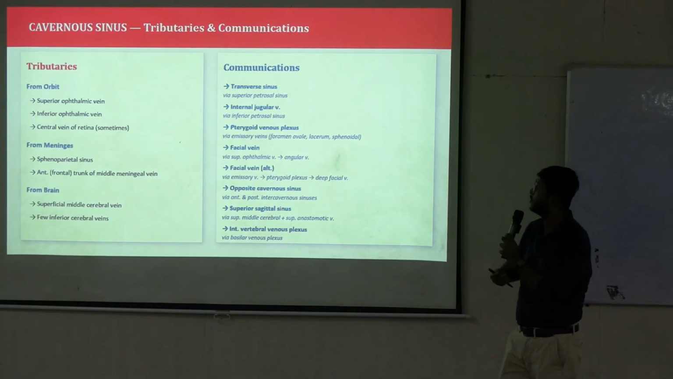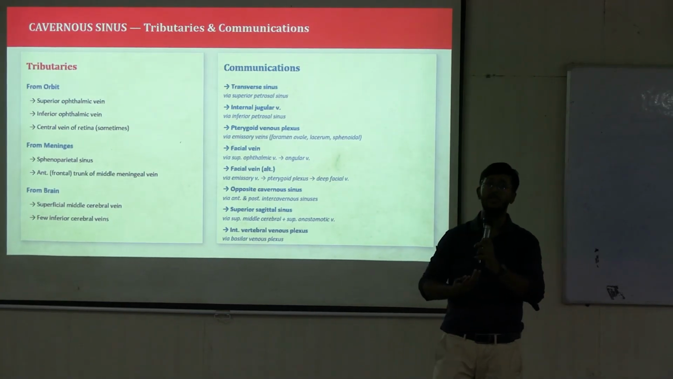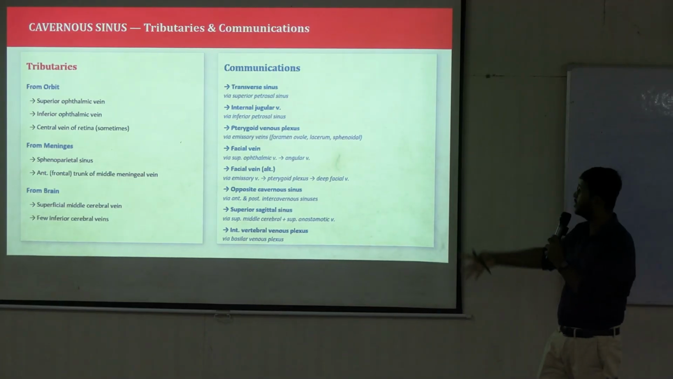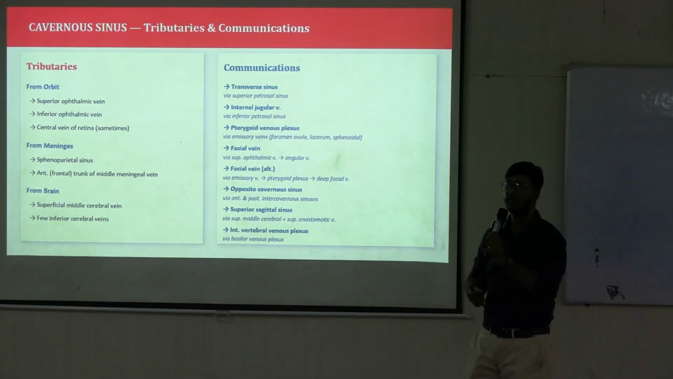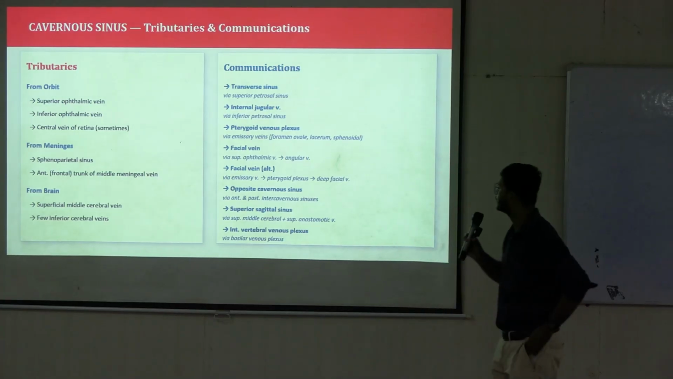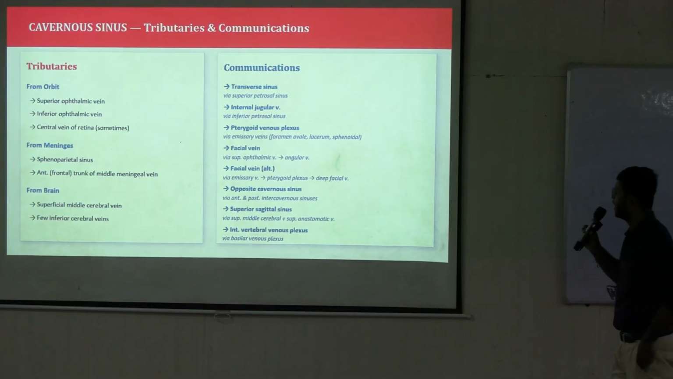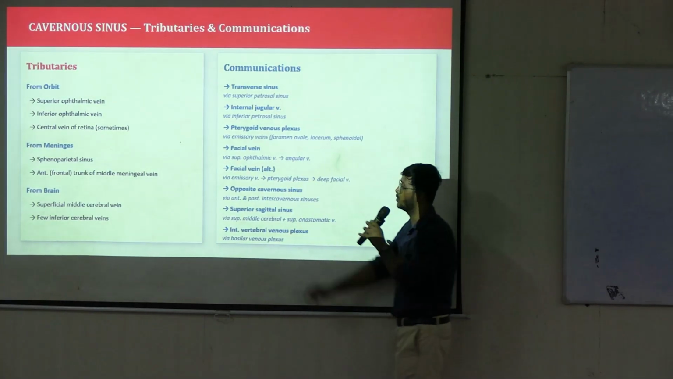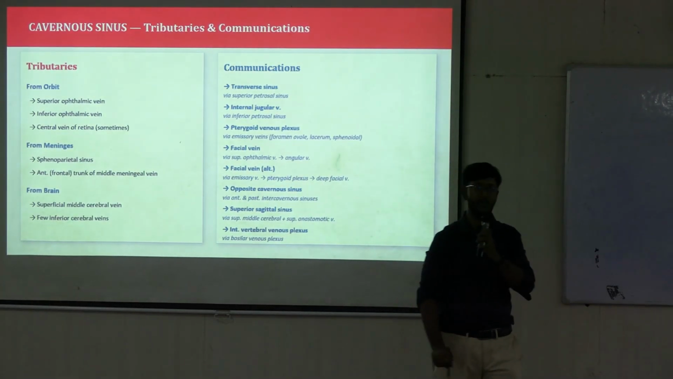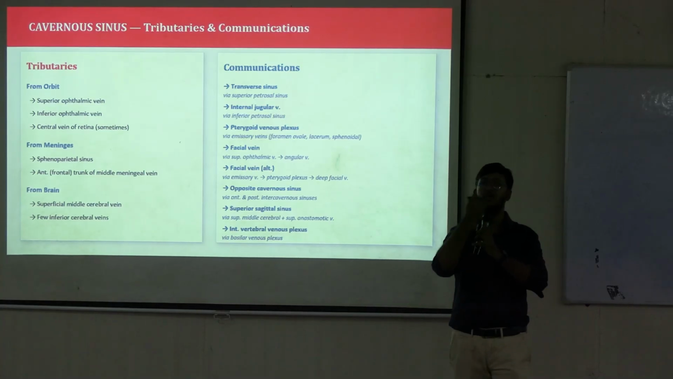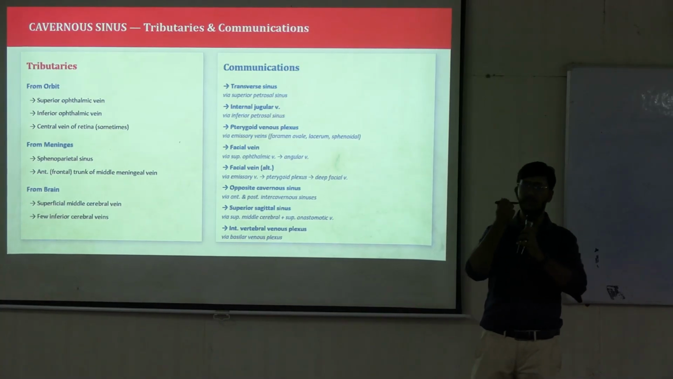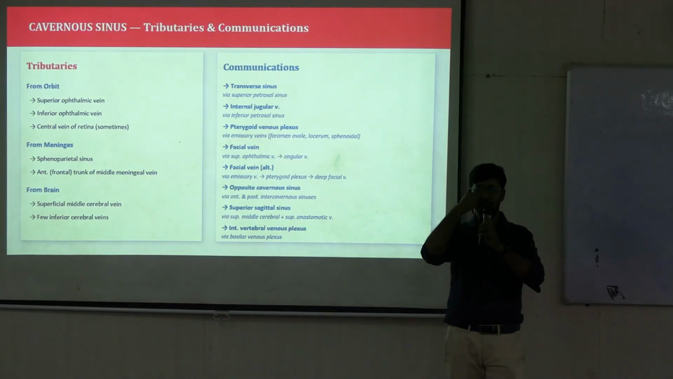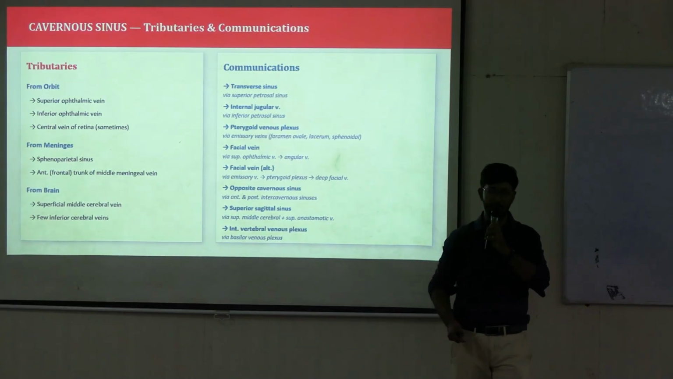Now they also form some communications. One of the major communications is your internal jugular vein. So these are the various communications that this cavernous sinus forms. Among them, this part is important: the facial vein via the superior ophthalmic vein and the angular vein. So in our face, we have the dangerous area of the face surrounding the superior labia, then the tip of the nose. This is the dangerous area of the face.